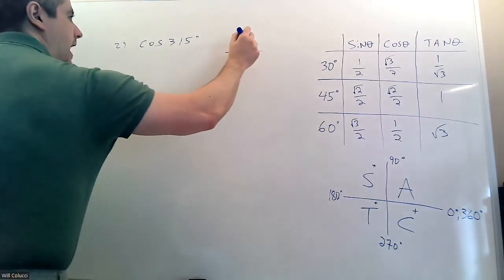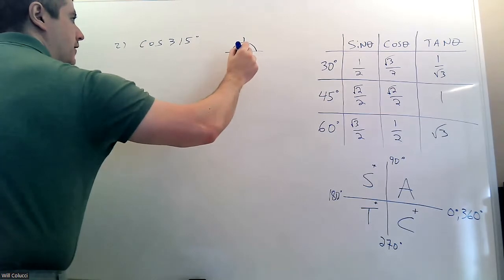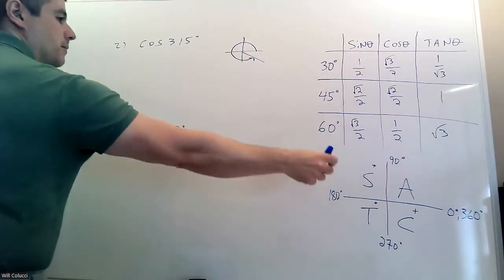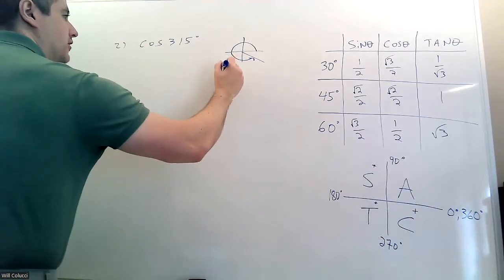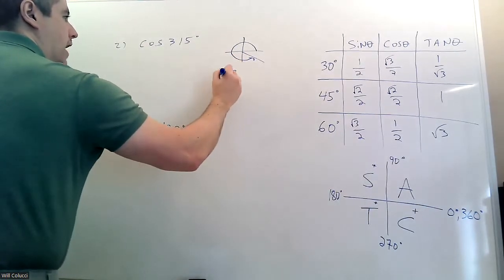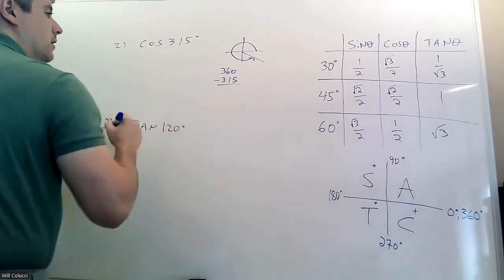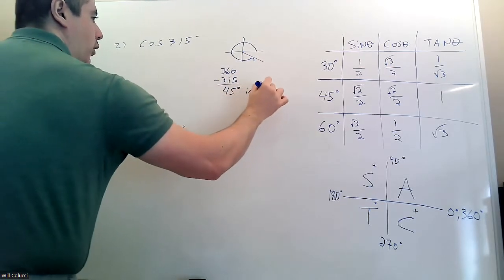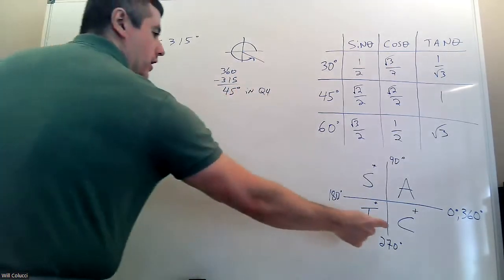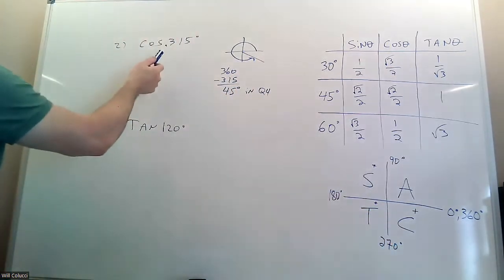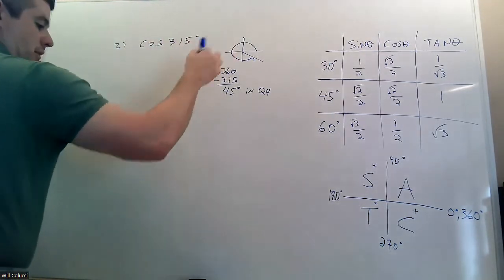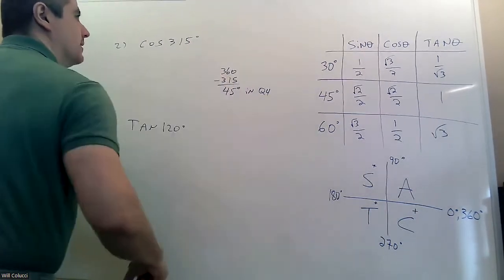So 90, 180, 270. Aha, I land over there. So when you're in quad 4, you take 360, you subtract the angle. Of course, it's going to give me 45 in quadrant 4. Now, in quadrant 4, ooh, cosine is positive. So I know that this is going to be a positive number. I made a mistake putting that there.